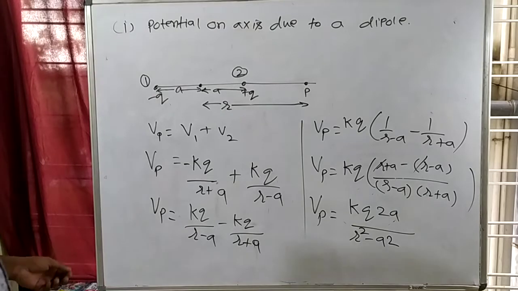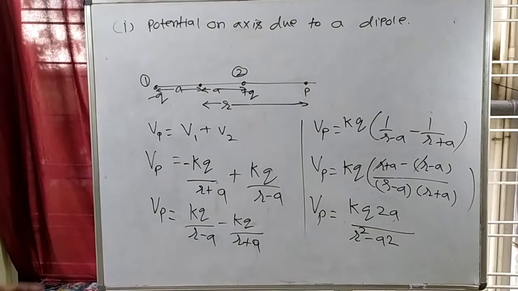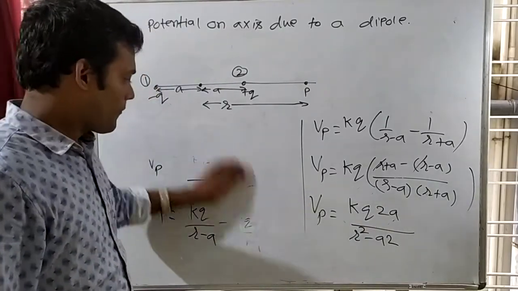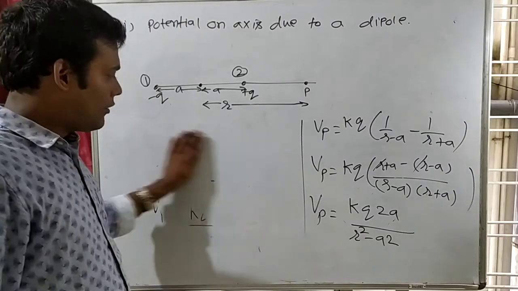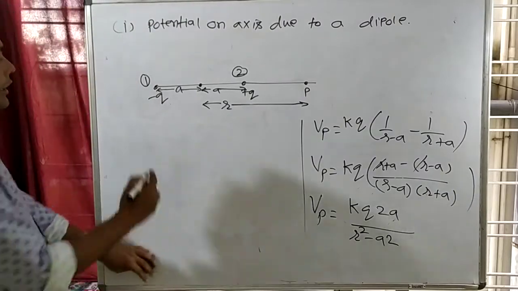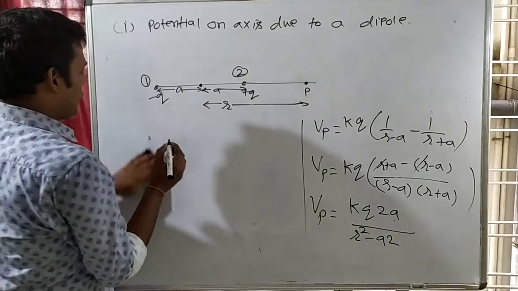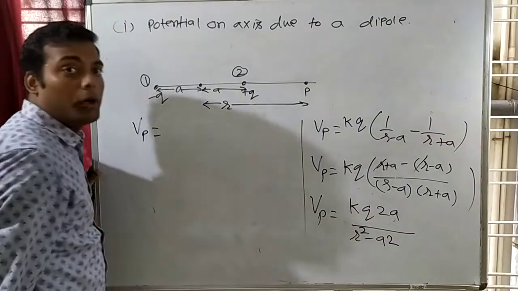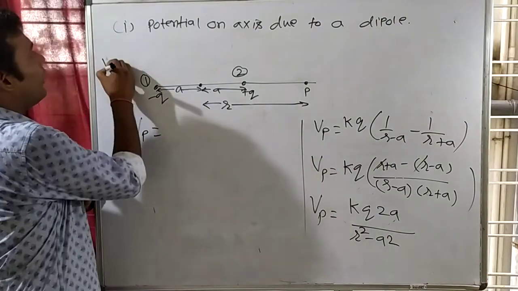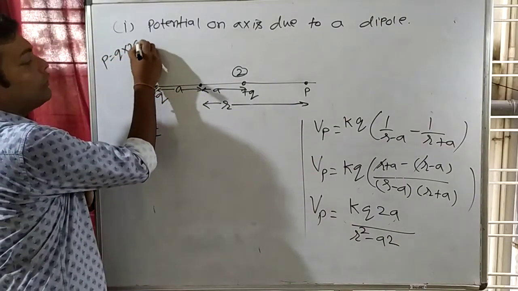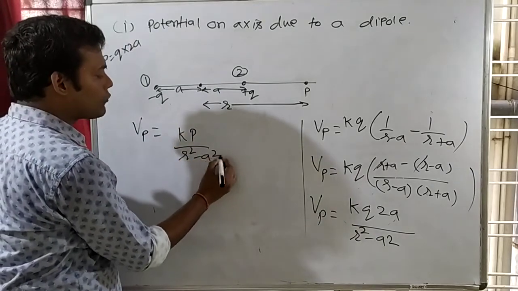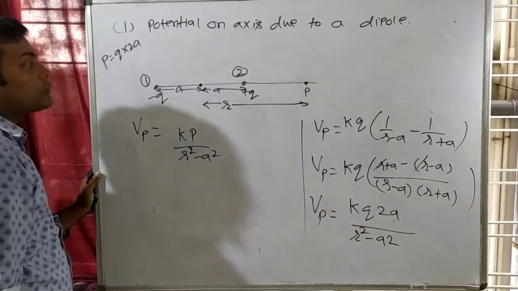Can we write this thing? I have this one. See what Vp will be. Vp is equal to Q into 2A. This is the dipole moment. P is equal to Q into 2A. We all know this formula. So here we can write Vp equals Kp by R square minus A square.